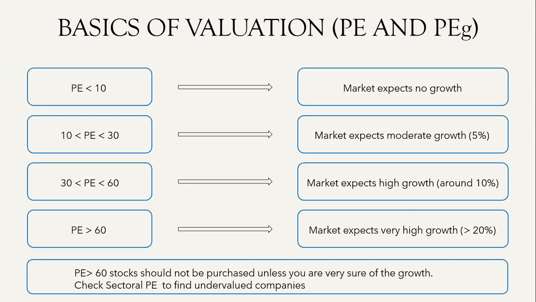If a company has a P/E ratio of less than 10, market is saying that this company will not grow much. If the P/E ratio is between 10 and 30, market is expecting moderate growth of 5%. If the P/E ratio is between 30 and 60, market is expecting high growth around 10%. If the P/E ratio is more than 60, market is expecting very high growth from the company.